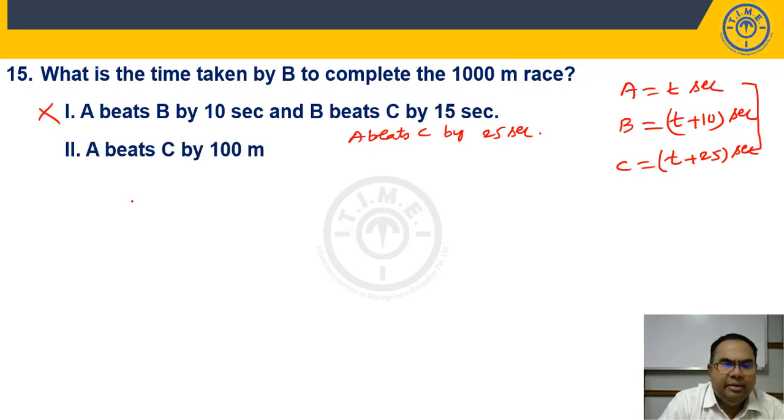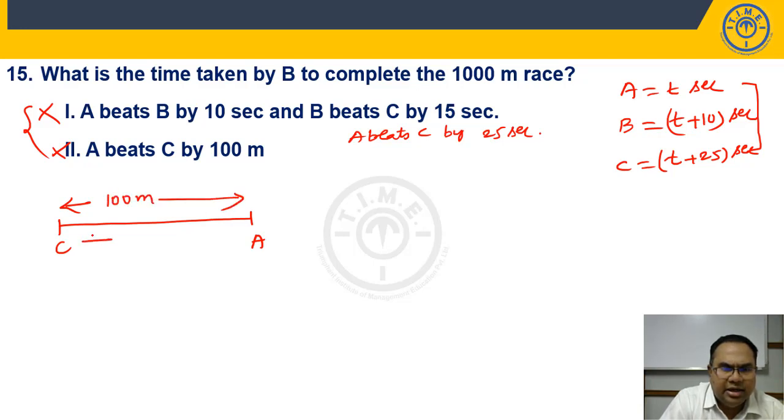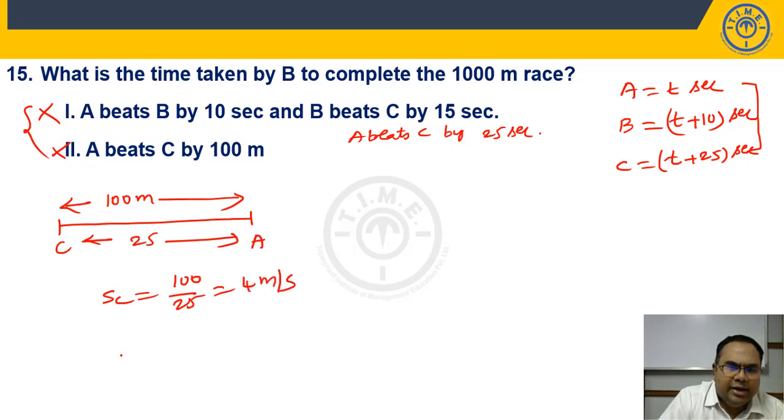A beats C by 100 meters. What does it mean? Now it is simple. I have only distance here, so I cannot answer. If I combine, when A is at the winning post, C is behind; the 100 meters left over, C covers in how many seconds? 25 seconds. So speed of C is 100 by 25, 4 meters per second. What is the time taken by C for the 1000-meter race? Distance by speed, 1000 by 4, 250 seconds.